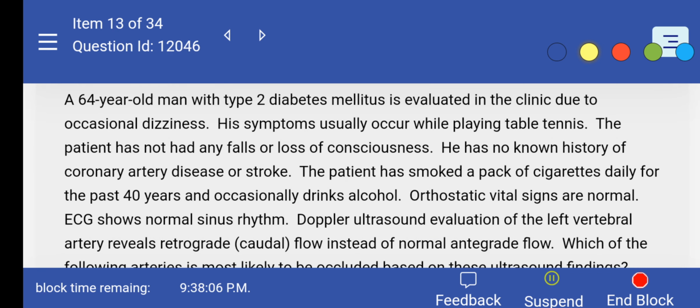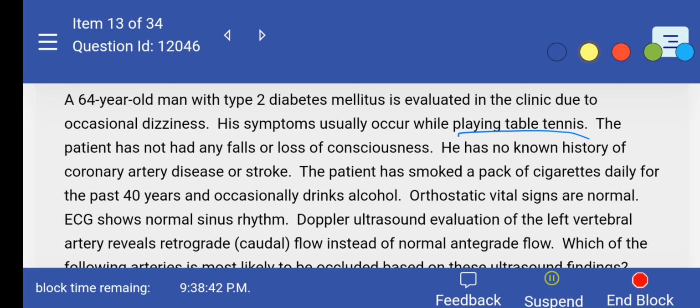A 64-year-old man with type 2 diabetes mellitus is evaluated in the clinic due to occasional dizziness. His symptoms usually occur while playing table tennis. The patient has not had any falls or loss of consciousness. He has no known history of coronary artery disease or stroke. The patient has smoked a pack of cigarettes daily for the past 40 years and occasionally drinks alcohol. Orthostatic vital signs are normal.